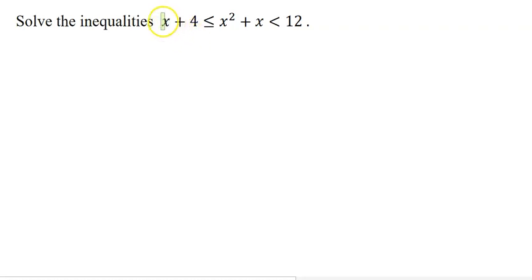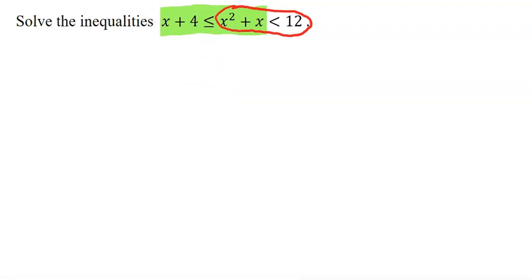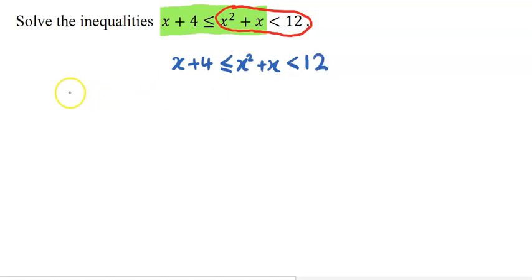First of all, we would like to break these inequalities into two cases. The first case, as I highlighted in green. The second case, as I circled in red. So as a result, the joint inequality as I have written here will be broken into two cases: x + 4 ≤ x² + x, and the other case, x² + x < 12.